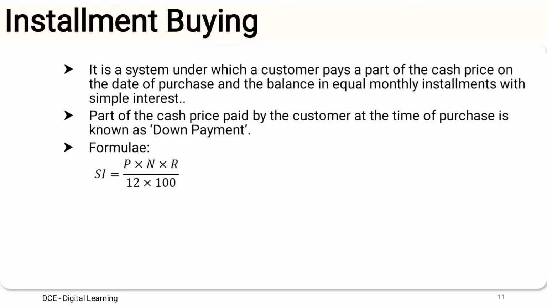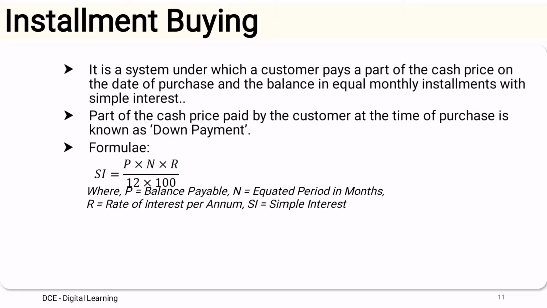The formula to compute simple interest is the same formula as we have used in the simple interest concept, but the only difference is that in simple interest the period was considered in years, but in the case of installment buying the period will be in months. So therefore we use n as numerator and 12 as the denominator.